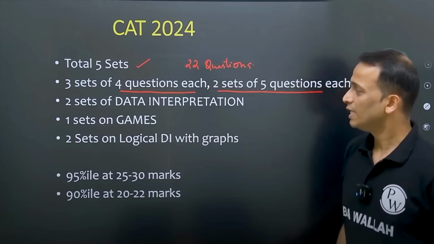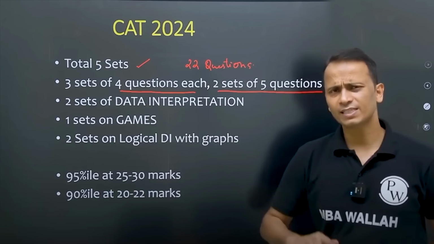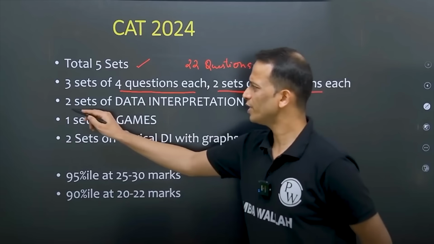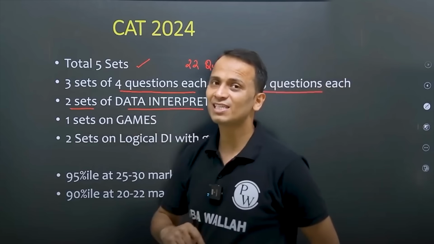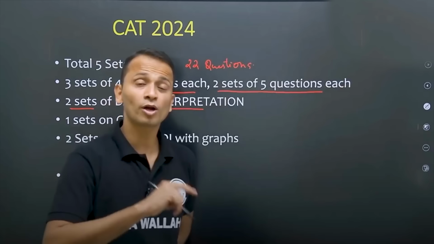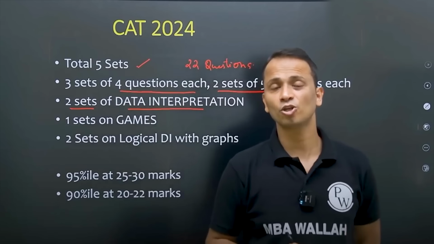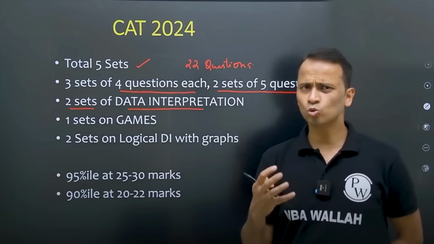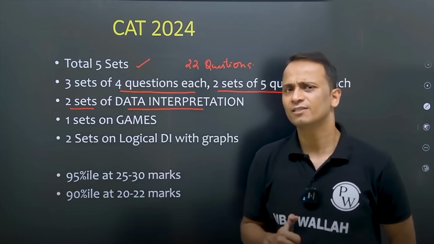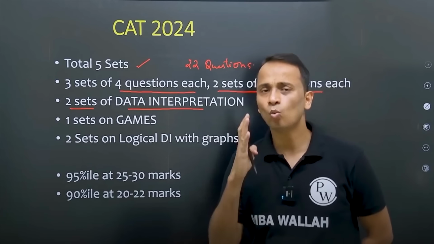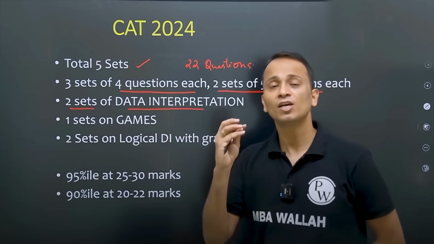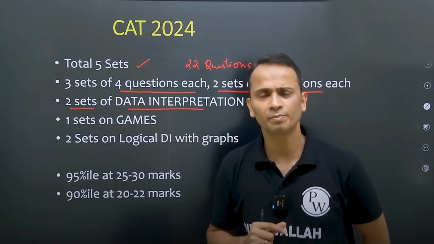Now, out of these 5 sets, in general, we can say that there were 2 sets from data interpretation. We saw bubble charts in slot number 2 and candlestick charts in slot number 1. Those 2 charts were comparatively easier, so we could have done the entire set when it comes to data interpretation.